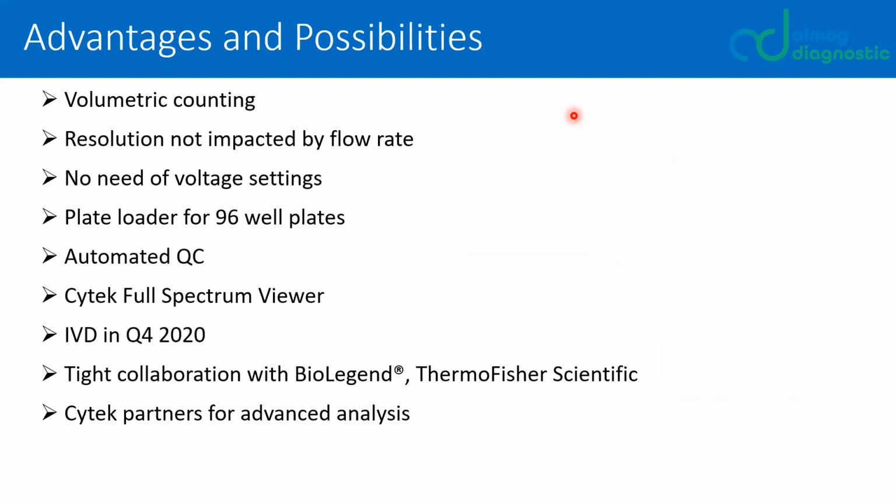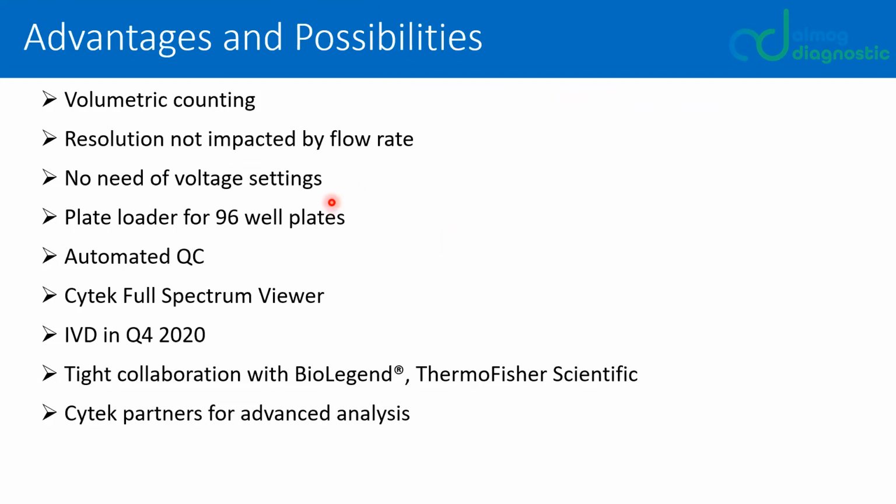Here, let's summarize some of the things that we have talked about. We have not talked about the volumetric counting, but we have volumetric analysis of sample in all Cytek instruments. And this is something that gives us absolute concentration of your cells in all samples. The resolution is not impacted by flow rate thanks to the flat bottom beam. This is something that Nitzan mentioned in her talk.